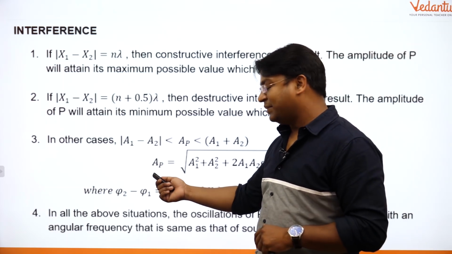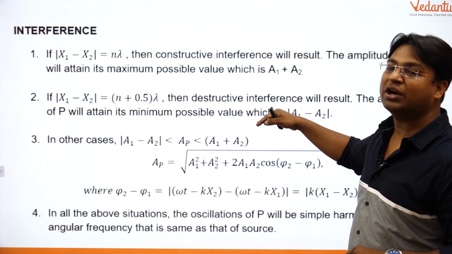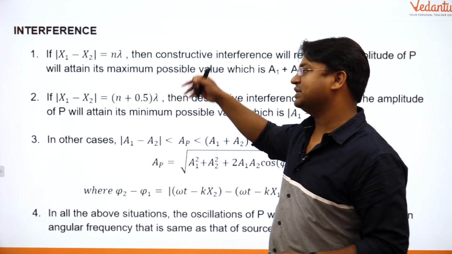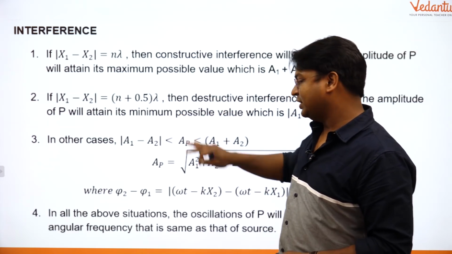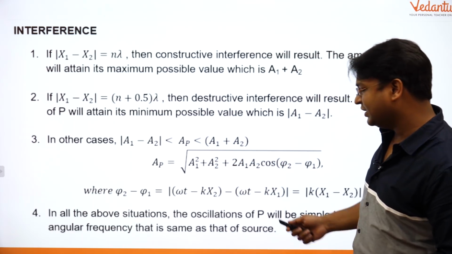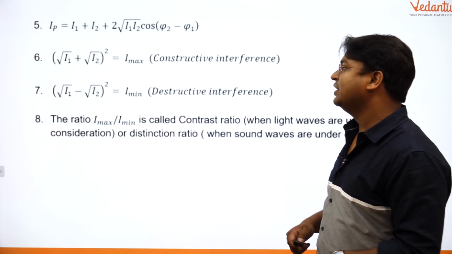So AP, or the amplitude at P, will be given by this expression when these two cases are not applicable. This formula will still be applicable even if the case is one from among these two. Alright, so this is a general formula which deals with all the cases. Alright, so this is about it. Let's move on to the next slide.